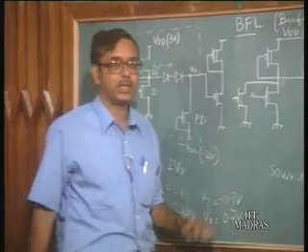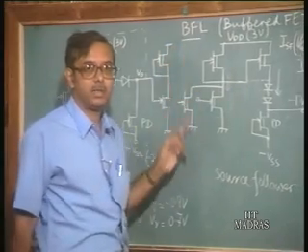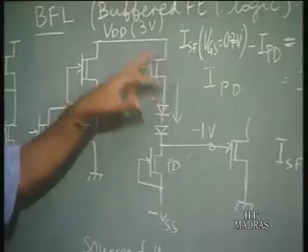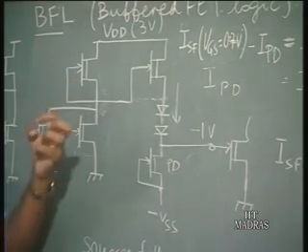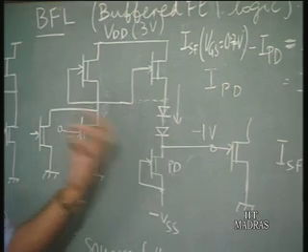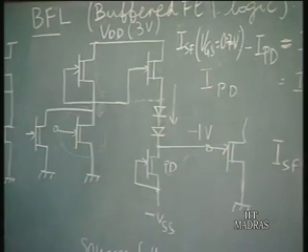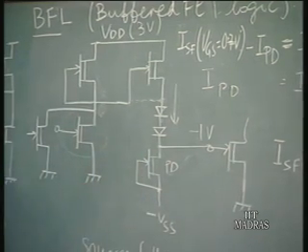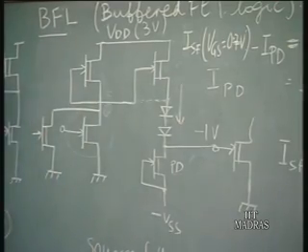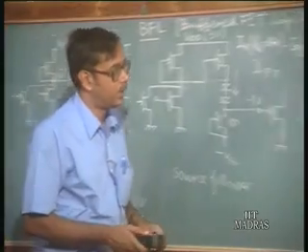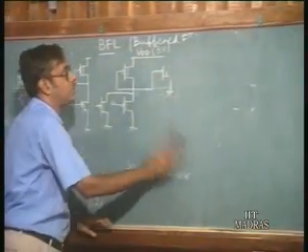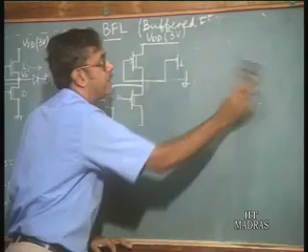Again, you have a usual NOR section followed by a level shifter with a source follower, which is used to enhance the driving currents for charging and discharging the output capacitance. That is why this circuit is called the buffered FET logic. So, this is one of the logic families using depletion mode transistors, and it is quite popular.